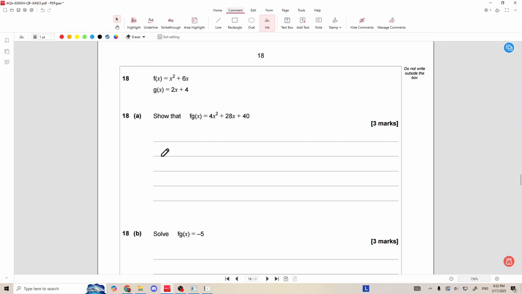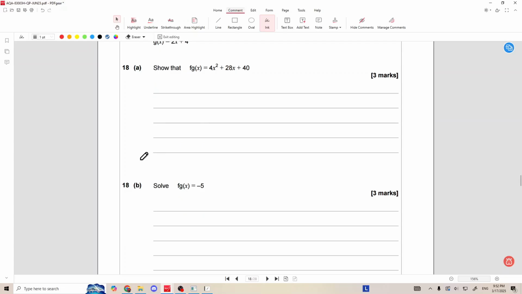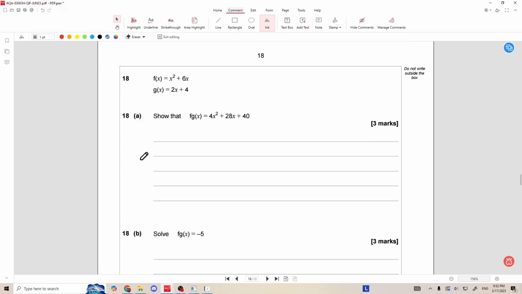f of x equals x squared plus 6x. g of x equals 2x plus 4. Show that fg of x equals 4x squared plus 28x plus 40. How do I... What? fg x? Do I just... I've never seen this before. Do I just multiply everything together? That can't be right.